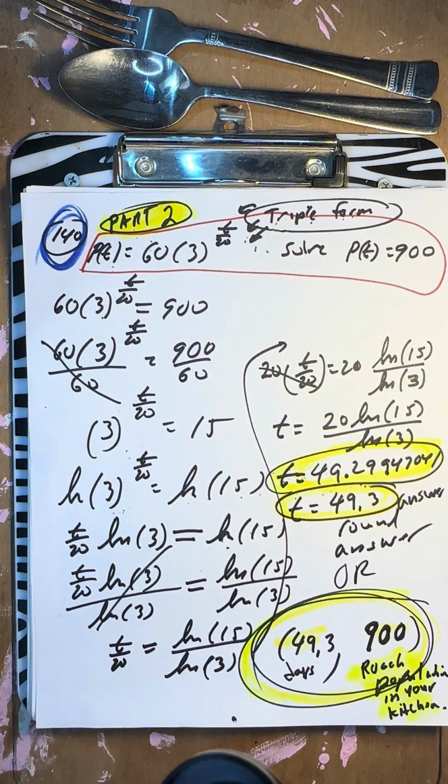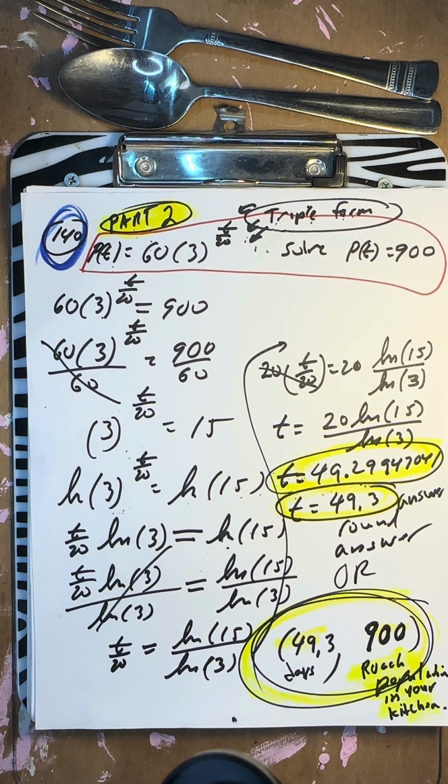All right. So that's going to give you 49.29, all these numbers here. So at 49.3 days later, you're going to have what? 900 roach population in your kitchen.